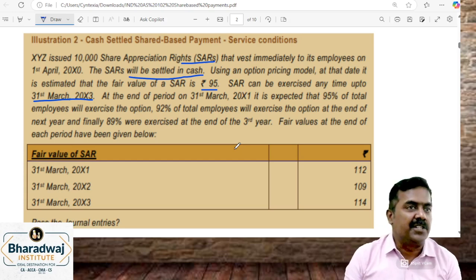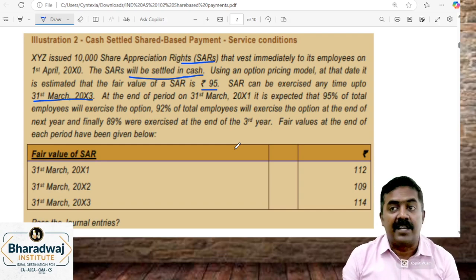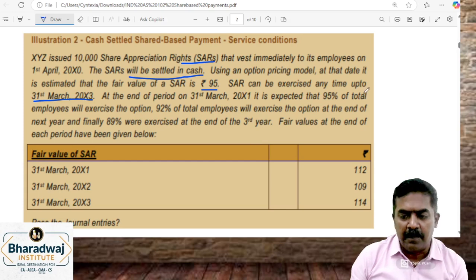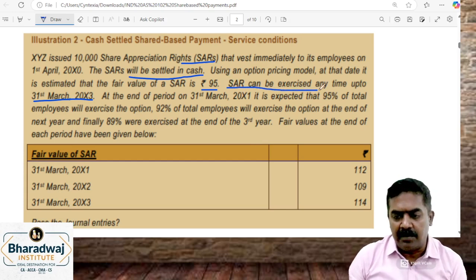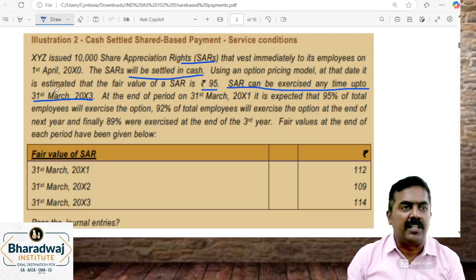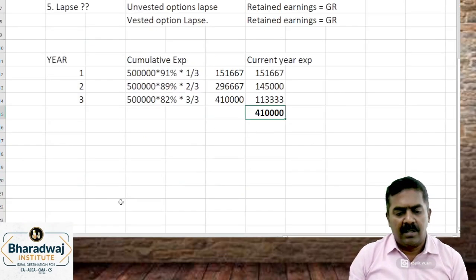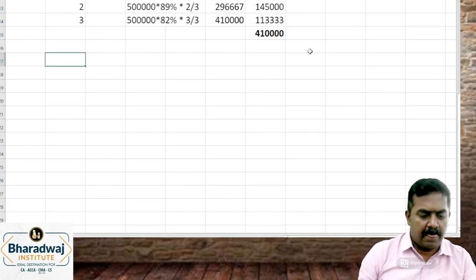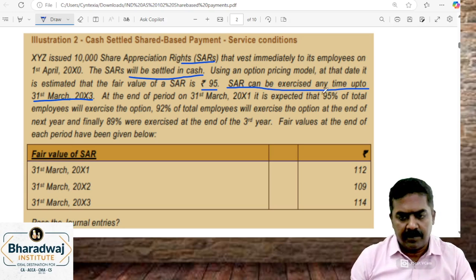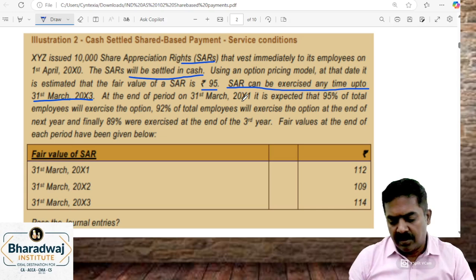Whether is there any vesting condition in this question? Is there any vesting condition to be fulfilled? Most important point now: SAR can be exercised any time up to 31st March 2023. Okay. So, first year, எவ்வளவு expect பண்றோம்? 95% expect பண்றோம் இல்லையா? First year endல எவ்வளவு expect பண்றோம்? 95% இல்ல. On day 1, எவ்வளவு expect பண்றோம் பாரு.